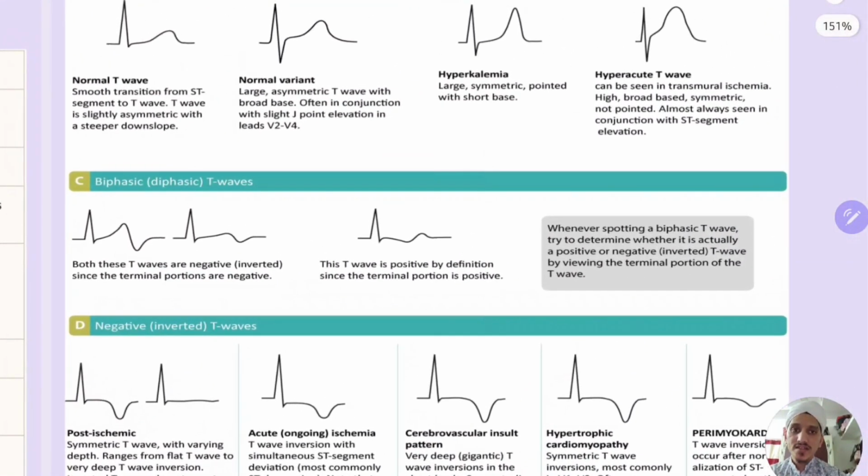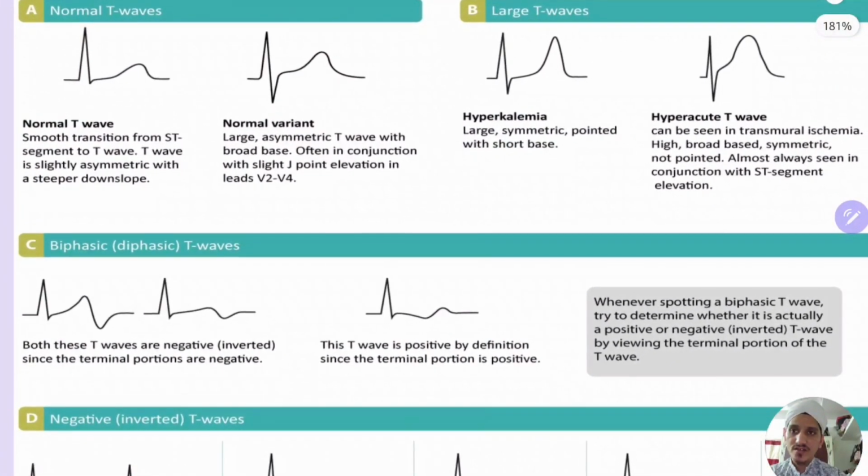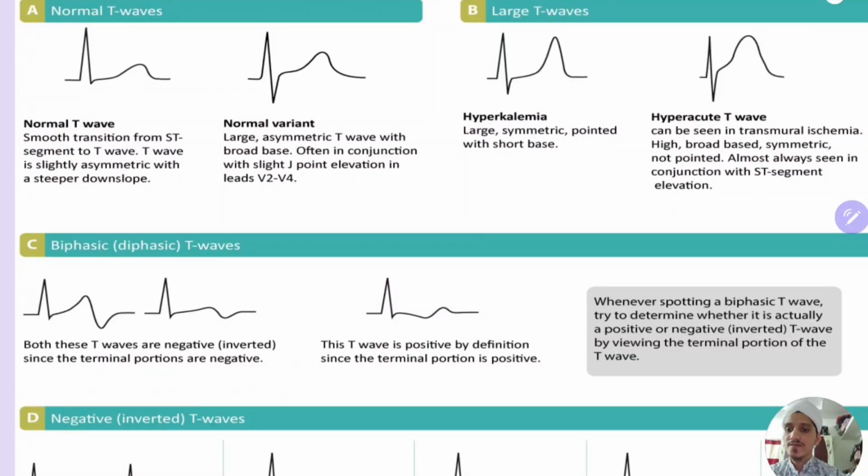One important point is to know about different types of T waves. This is very important. This is a normal T wave. Smooth transition from ST segment to T wave. The T wave is slightly asymmetric with a steeper downslope. See, it's asymmetric, no? Compare this limb to this limb. So this is the normal thing which will be there. This is a normal variant.